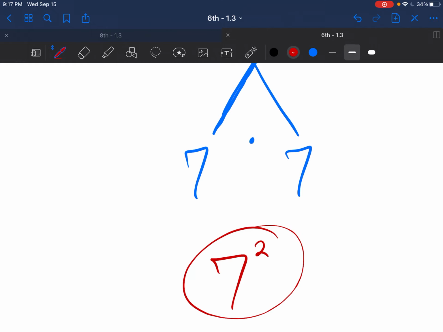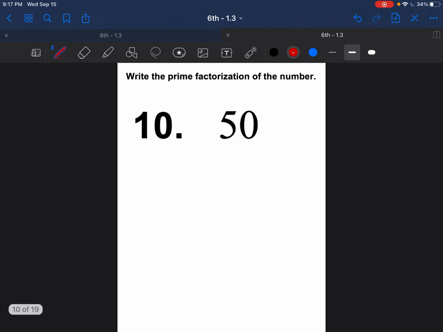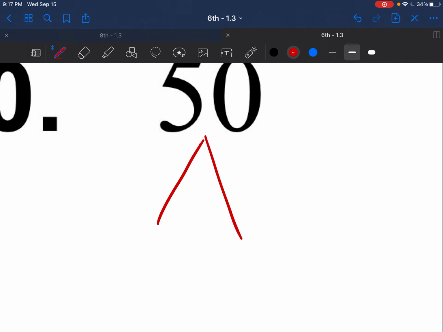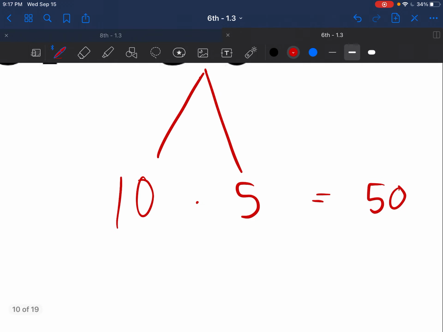Alright, let's try a different number this time, a little bit bigger. Let's try, did I skip one? Nope, right here. So now we have the number 50. So let's see, what two numbers can I multiply to get me 50? I'm thinking of 10 and 5, right? 10 times 5 is going to equal 50. Not done. So is there any numbers I can go into 5? Nope, just 1 and 5. So we're done with that one.